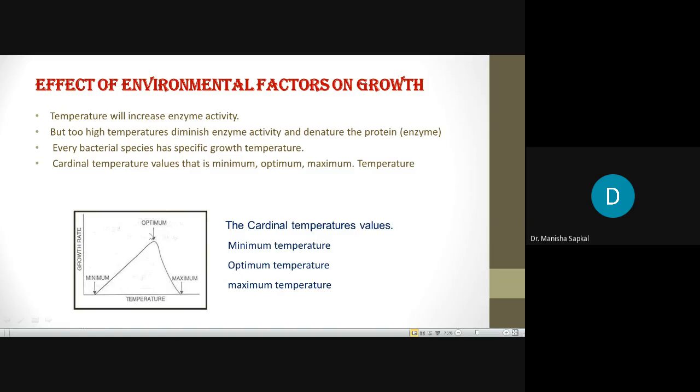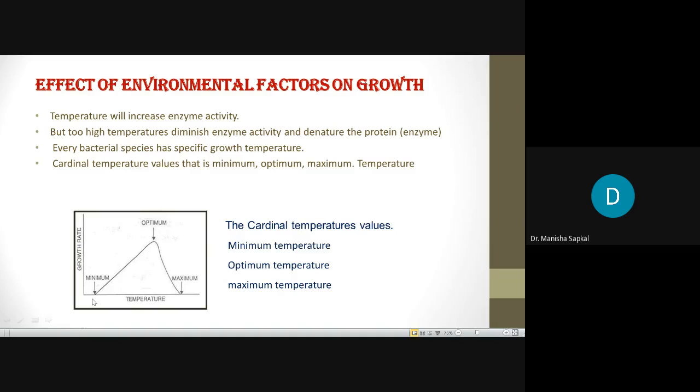This minimum, optimum and maximum temperature, this range of temperature in which the organism shows growth, is called the cardinal growth temperature range, or these are the cardinal growth temperature values, and they are specific for a specific organism. Every organism has its own cardinal growth temperature range. For example, some organisms start their growth from 15 and go up to 80 degrees Celsius.